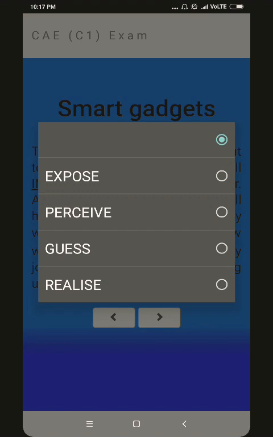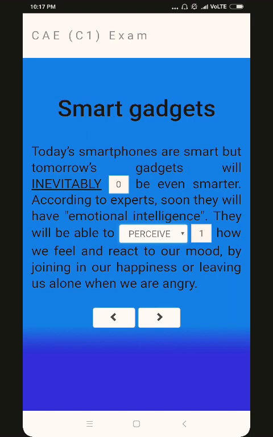Expose, perceive, guess and realize. So I don't think expose will be the option. Yes, perceive means they'll be able to imbibe what is there. Guess, I don't think they'll guess. Realize, no, I think perceive fits better, so I'll click on perceive. On how we feel and react to our mood by joining in our happiness or leaving us alone when we are angry.